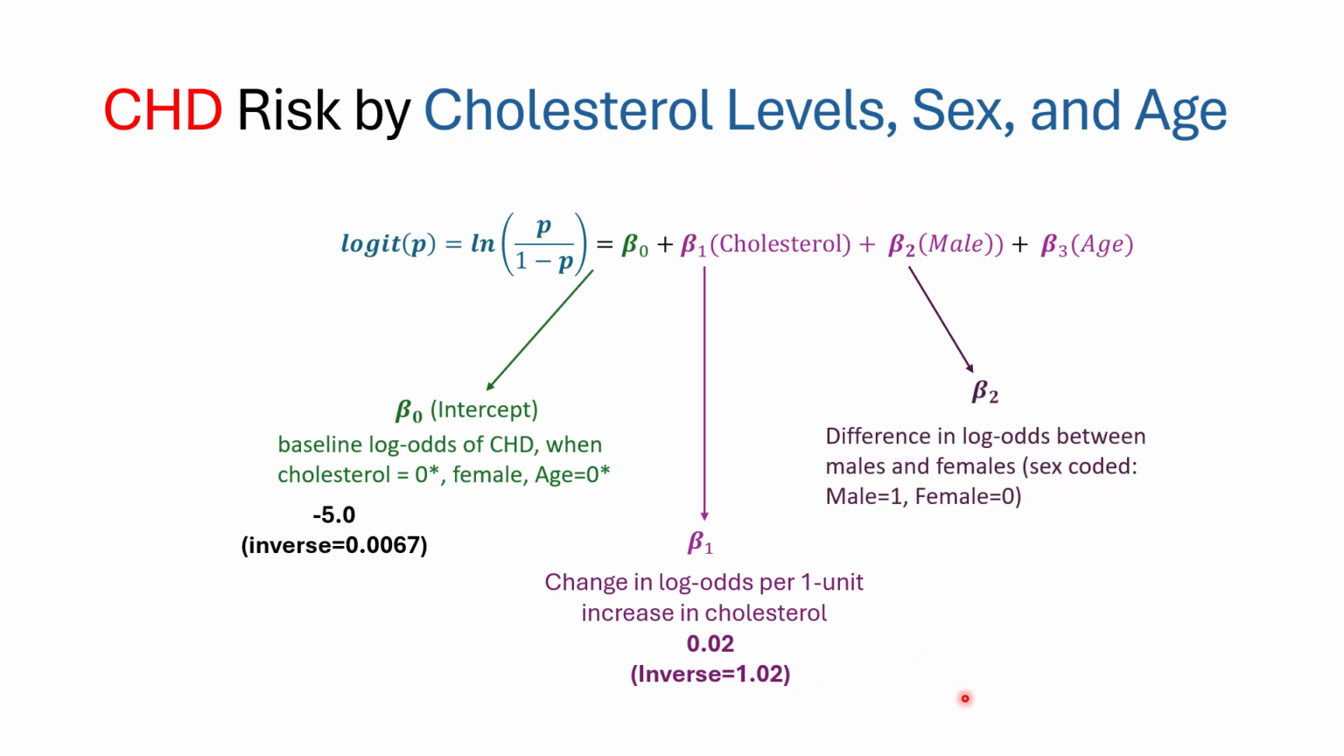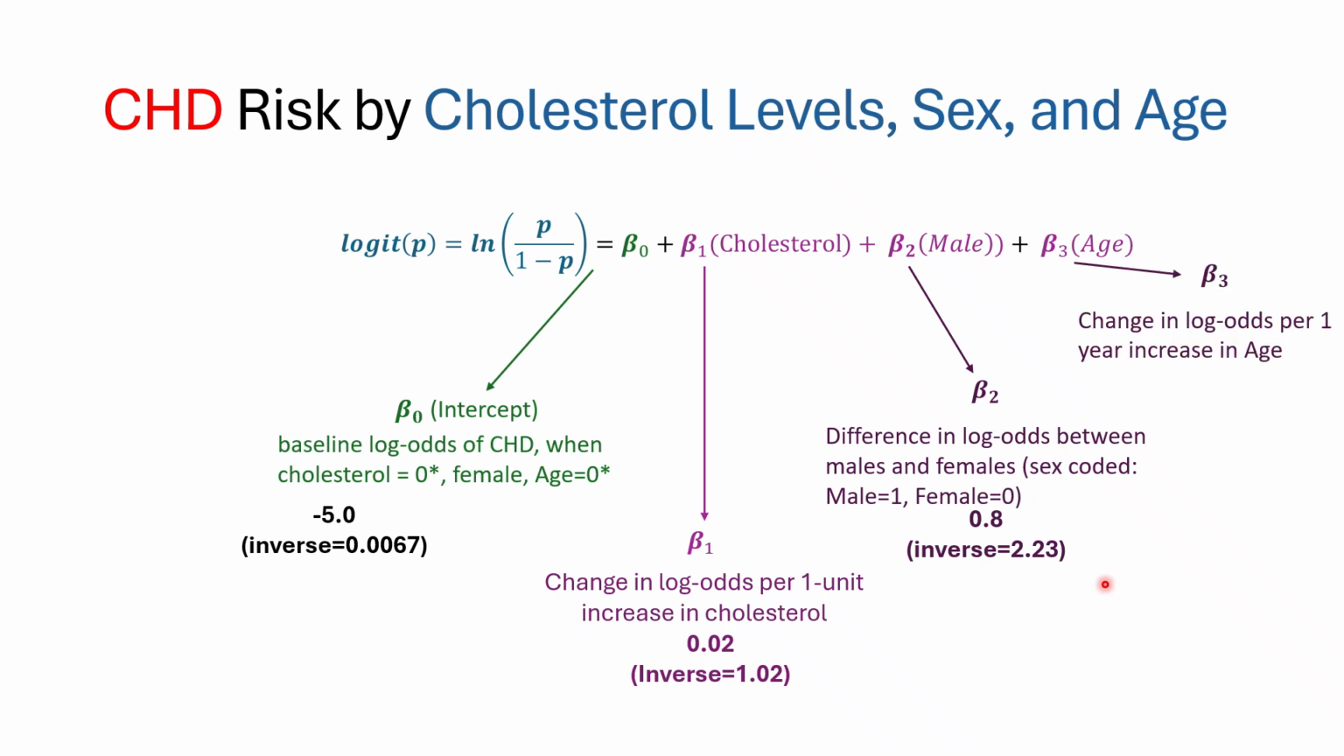Suppose the system calculated the log odds of chronic heart disease among males to be 0.8. The inverse is also calculated here. It's 2.23. The way we interpret it is that the odds of developing chronic heart disease among males given cholesterol and age constant is 123% higher than females. Pretty high, but this is just an example. They're just the supposed values.